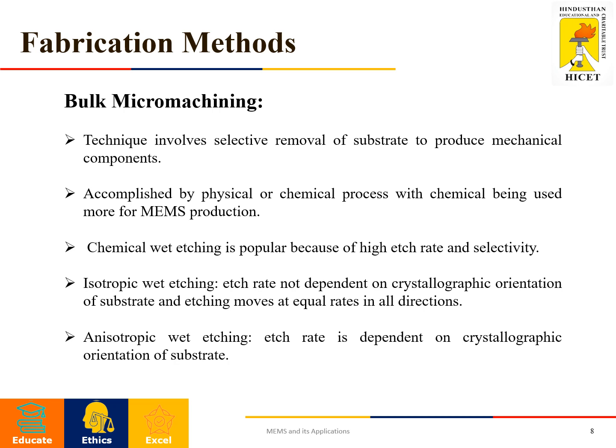Then the isotropic wet etching process. Here the etch rate is not dependent on the crystallographic orientation of the substrate, and etching moves at equal rates in all directions. Then the anisotropic wet etching process. Here the etch rate is dependent on the crystallographic orientation of the substrate only.